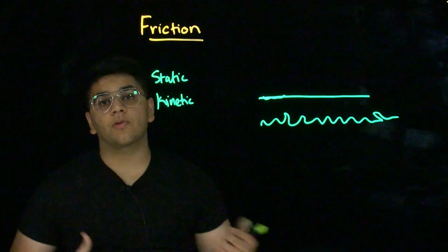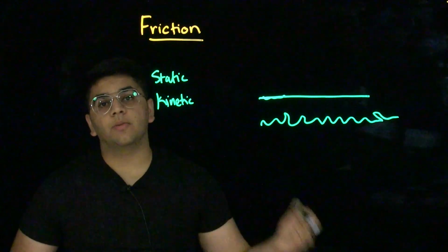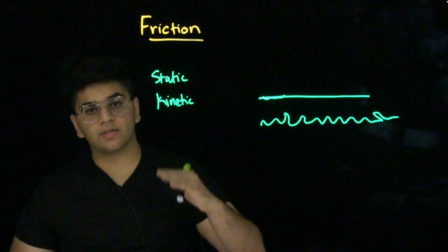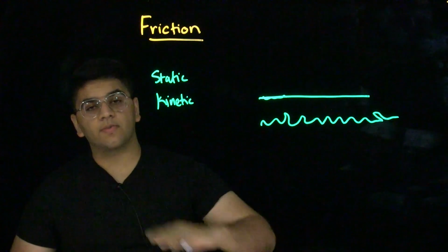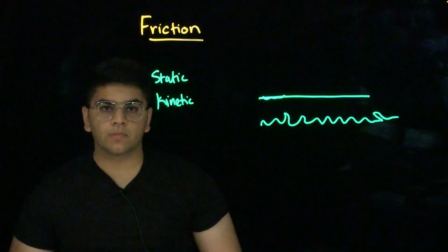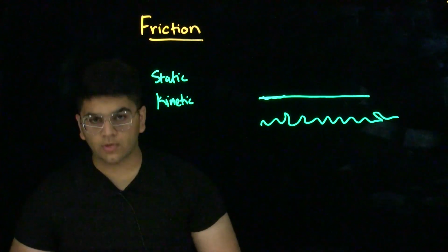Now, let's say a box is already moving and you keep pushing it. The friction that occurs when the box is already moving, or an object already in motion, between the surfaces of the object and the surface on which it's moving, that involves kinetic friction. Typically, static friction force is higher than kinetic friction force.